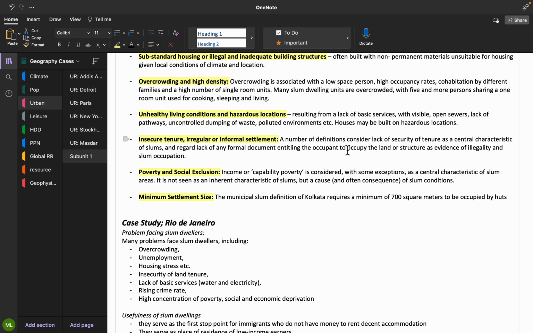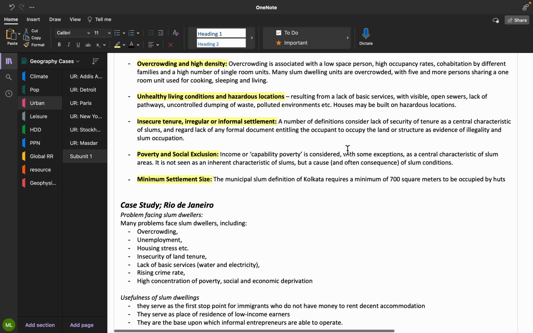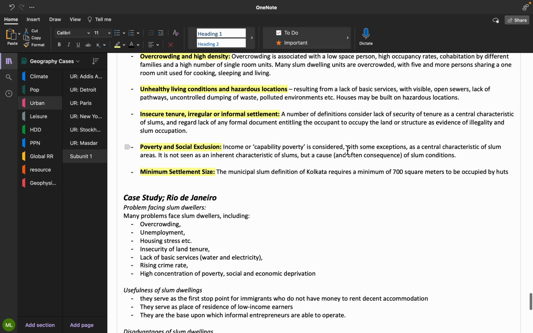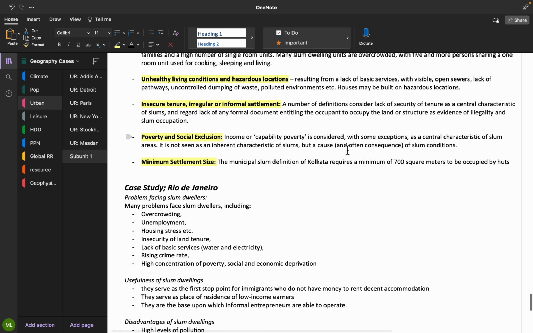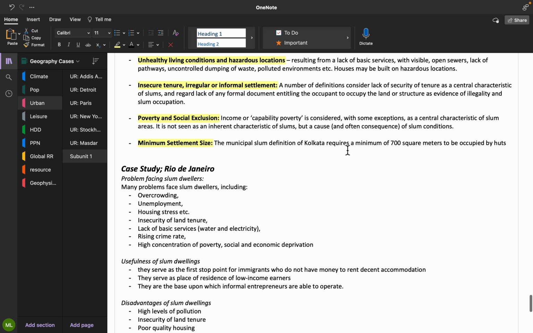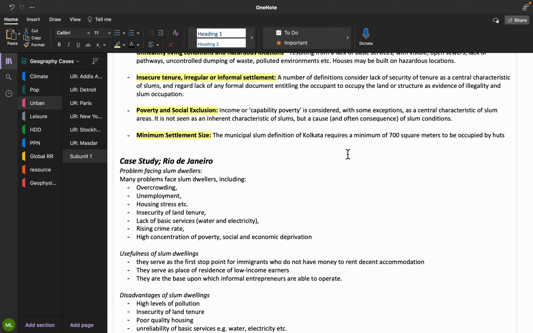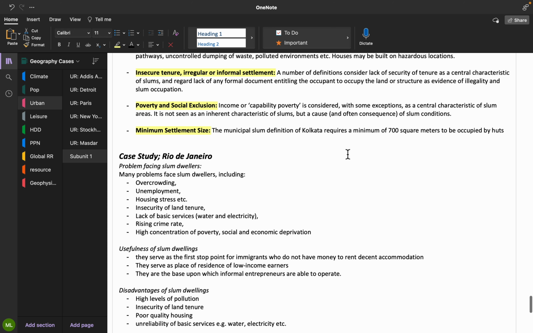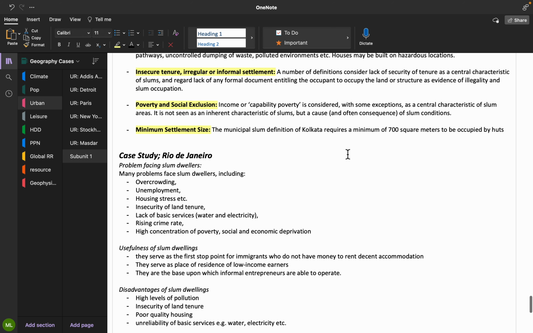There's probably 5 people living in one house. So when a natural disaster hits there are a lot of casualties. Unhealthy living conditions and hazardous location, since they try to find unoccupied land that wouldn't be desirable to people. So they would usually find an area that's not desirable to industries, people, residential architects, and the government. They would live there. That's why it's really hazardous. Insecure tenure, irregular or informal settlement, lack of security, poverty, and social exclusion.